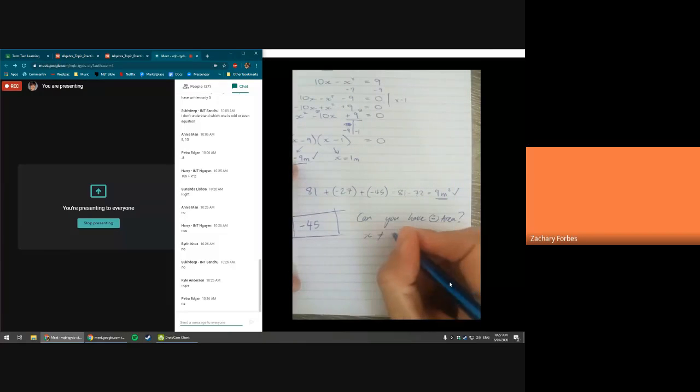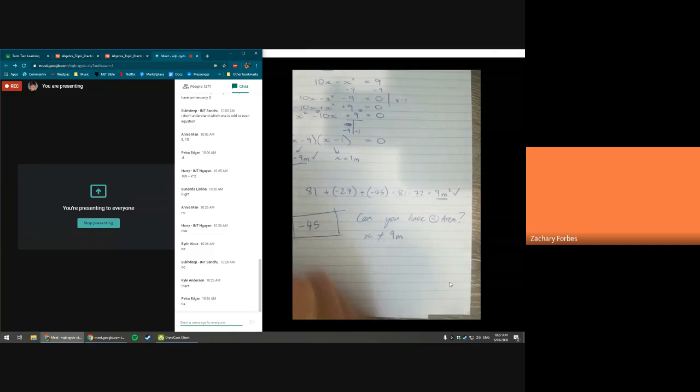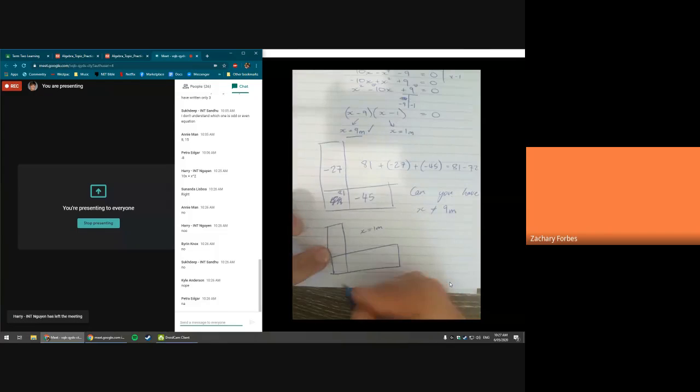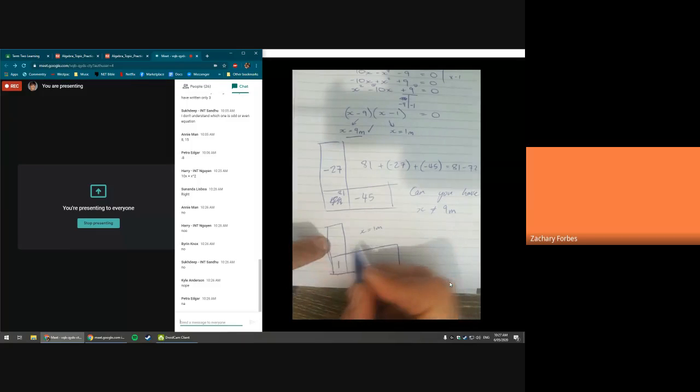All right, let's check if the other one works. Let's have a look at it. I'm going to draw this shape again. Let's test with x equals 1 meter. This area was x squared, so 1 times 1 is 1. This area was 6 minus x times x, so 6 minus 1 is 5 times 1 is 5. So that makes that area 5 meters squared.